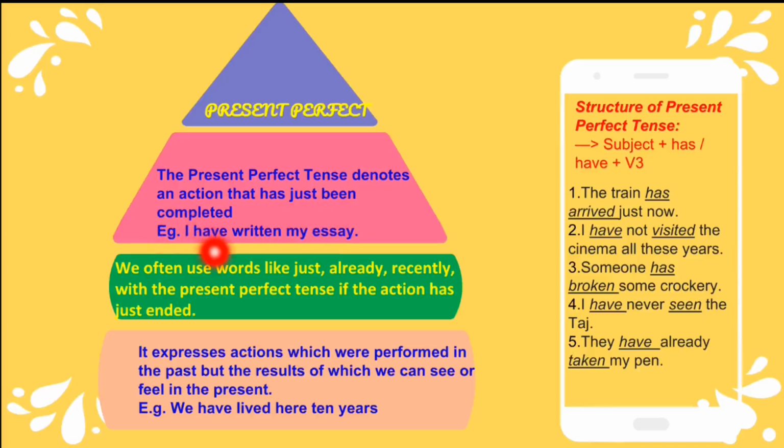Let's see the structure of present perfect tense. Subject plus has or have. Perfect means has or have or had. Okay. So present perfect is has or have. Subject plus has or have plus V3 form of the verb. The examples are: the train has arrived just now.